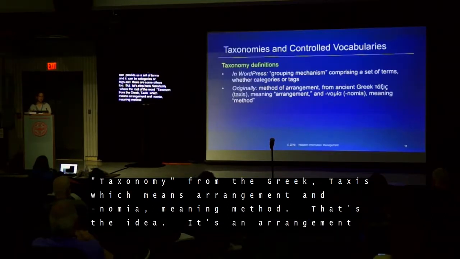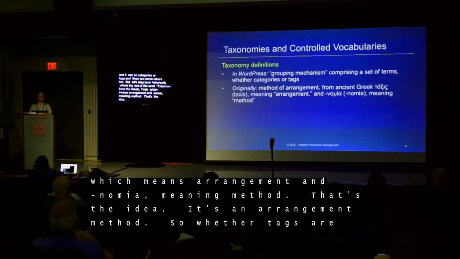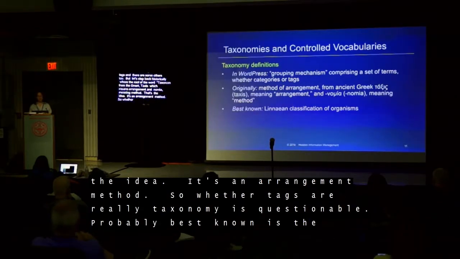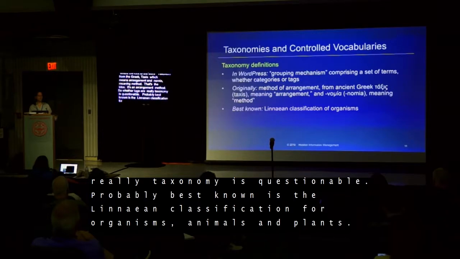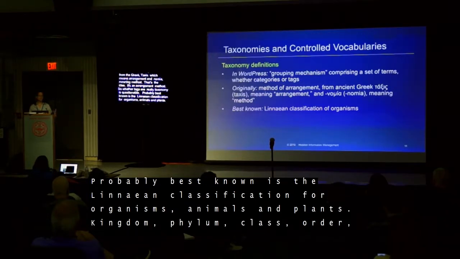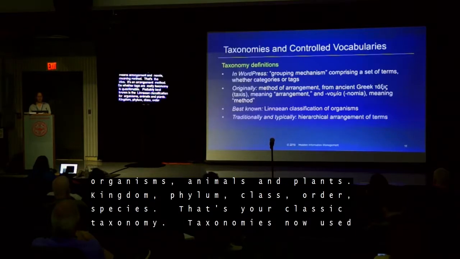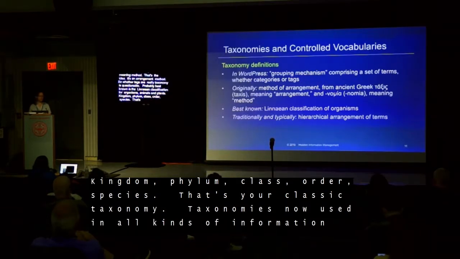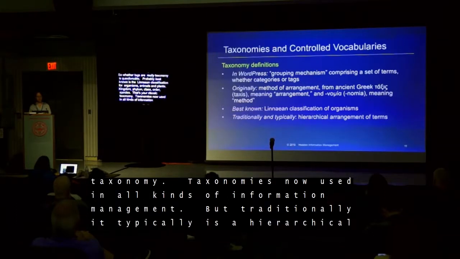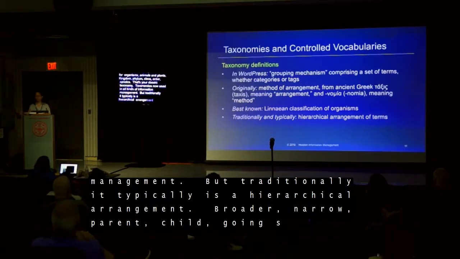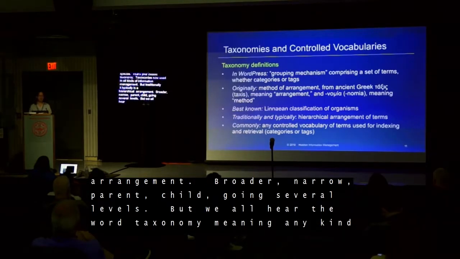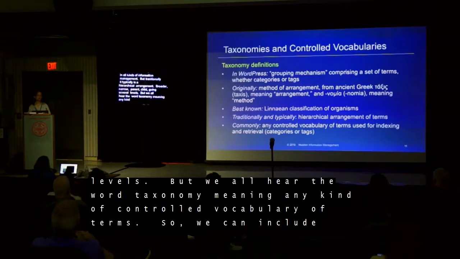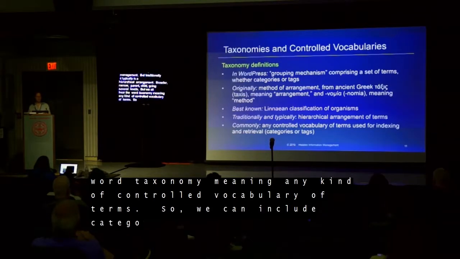So whether tags are really a taxonomy is questionable. Probably best known is the Linnaean classification for organisms, animals, and plants. You think of kingdom, phylum, class, order, genus, species. That's your classic taxonomy. But taxonomy is now used, of course, in all kinds of information management. Traditionally and typically, it is a hierarchical arrangement, broader, narrower, parent-child, going several levels. But we also hear the word taxonomy meaning any kind of controlled vocabulary of terms, so it can include categories or tags that are unstructured.